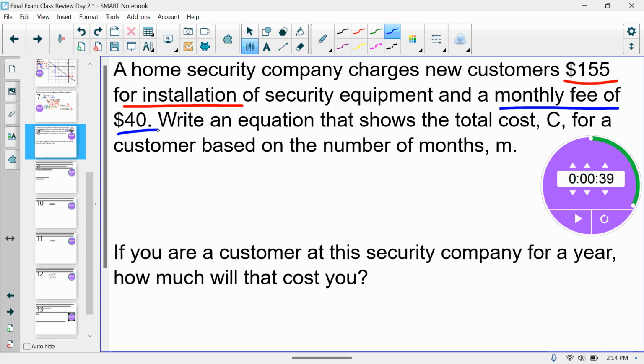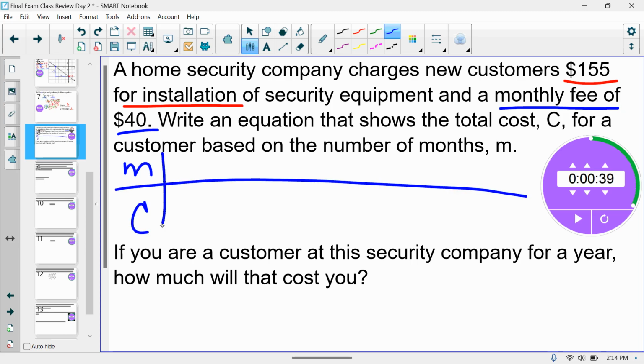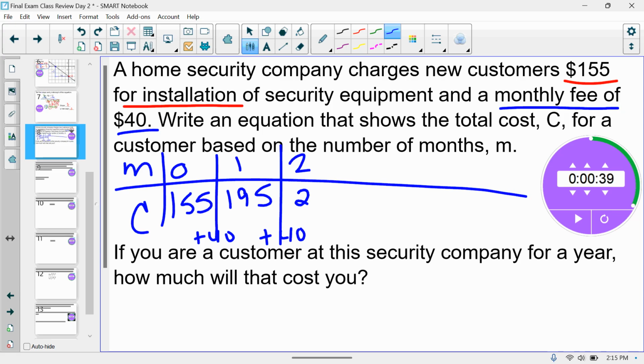Guys, a strategy I taught you just last week is we could take the number of months and figure out the cost. Like if no time has gone by, like you're just having them come out and set it up, you have to pay $155, right? But after 1 month goes by, you have to add 40 to that, right? So now it would cost $195. If another month goes by, you'd add another 40, so you'd be up to $235, right? You're repeatedly adding 40 over and over.